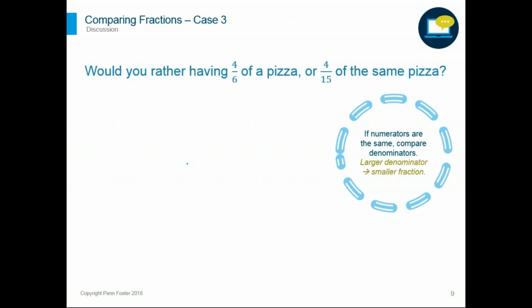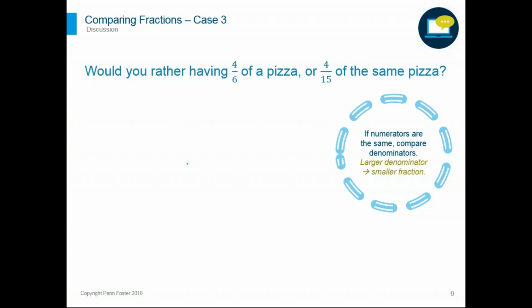Let's try to make sense of the fractions and see if that would help us decide which portion would be larger. If you have two pizzas the same size, you cut one into 6 pieces and the other one into 15 pieces. The one that was cut into 6 pieces will have bigger, larger pieces, but the one that was cut into 15 pieces, each piece is tiny. Would you then rather have 4 large pieces, 4 over 6, or 4 tiny pieces, 4 over 15? What do you think? Which fraction would allow for more portion?